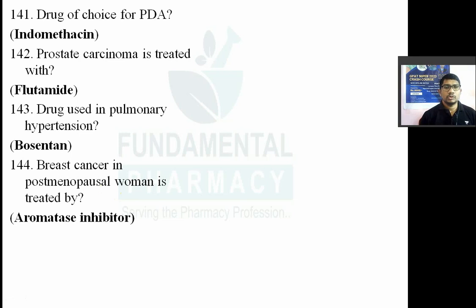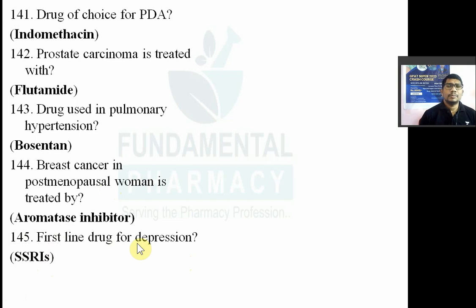Now we'll see the next question. Question number 145. देखो पूछा है first line drug for depression. Depression के लिए first line drug कौन सा है? The answer is selective serotonin reuptake inhibitors. So what is depression? Depression means a patient will lose interest in the surroundings and will get suicidal thoughts. There are a lot of symptoms of depression, but that is beyond the scope of today's session.